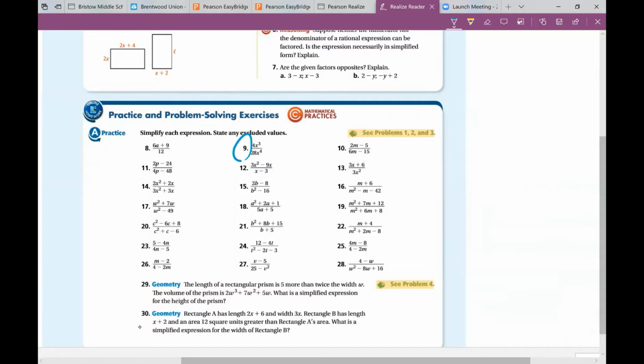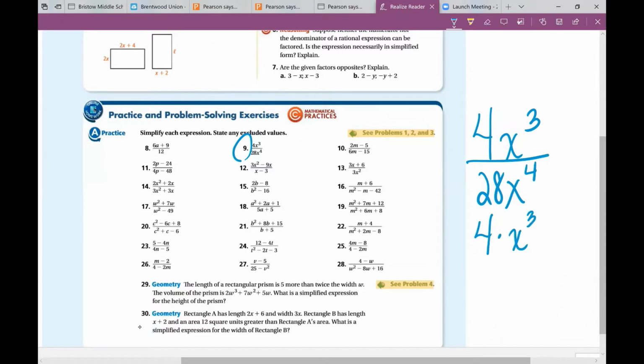So we're just going to simplify the coefficients, or the numbers, first, and then we will simplify the variables second. You can do it at the same time if you want, whatever method works for you. So I'm going to keep 4 as is, and I'm going to keep x to the third, or x cubed, as is. But down in the denominator, I'm going to factor 28 into 4 times 7. And I'm going to factor x to the fourth as x to the third and another x. So altogether, I still have 4 x's.